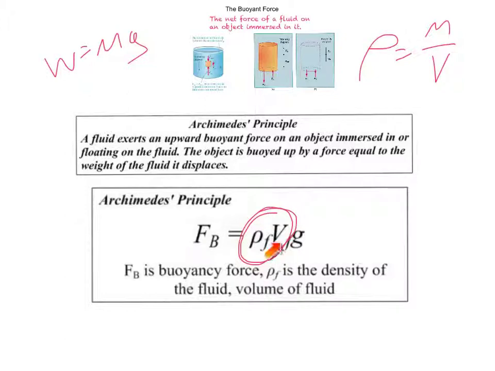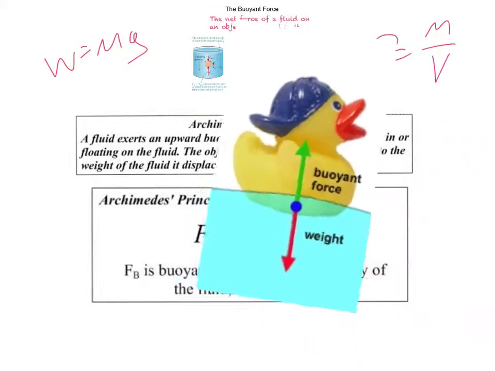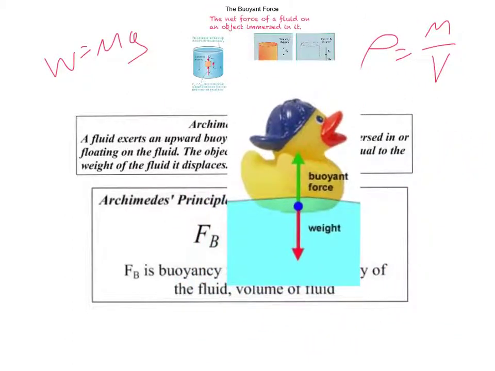It's the weight of the fluid that's displaced by the object that's put into it, or the portion of the object that's put into it. What I mean is, we got this duck floating right here, right? Only part of the duck is under the water, but it's floating. The buoyant force is going to be equal to the weight of the fluid that's displaced by this portion of the duck, just that volume of the duck.